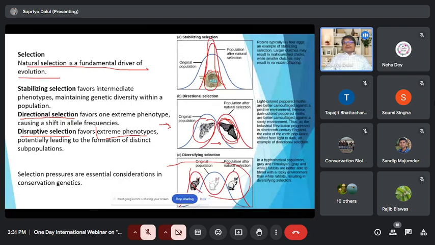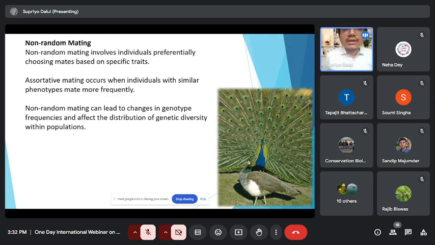Because in nature, the gray and black variants will have a higher chance of survival because they can easily blend in or camouflage themselves in nature. But the white variant finds it difficult to blend in with nature. So they will be hunted and preyed upon more and they will go extinct. So here nature favors the extreme phenotypes, either the black or the gray, but not the white. This is how natural selection works. These three kinds of natural selection change the population demography or genetic variation. And the last one is non-random mating.